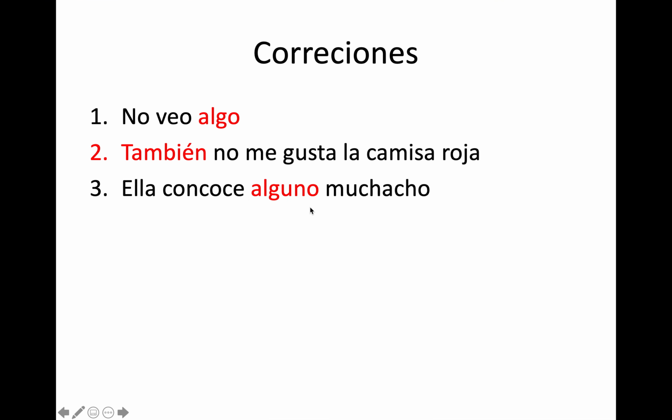Ella conoce a alguno muchacho. What's wrong here? She knows some boys. So a boy, I will say. Muchacho is masculine and it's only one. And remember the rule with algún and ningún, you have to drop that o when the noun is only one and is masculine. So that will be ella conoce algún muchacho.